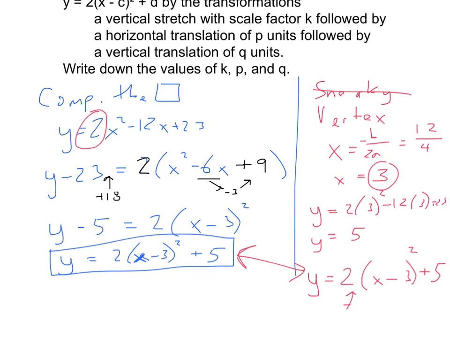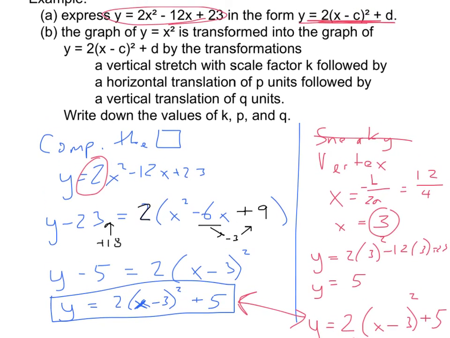Okay? So the next part of this problem, part B, is saying that x squared can be transformed into this thing by a series of transformations. By a stretch with factor k, a horizontal translation of p units, and a vertical translation of q units. This problem is just asking us to write down the values of these constants. So, again, write down generally means that they don't expect you to be doing a lot of work. They expect you to just sort of be looking at the things and understanding what they are, right?